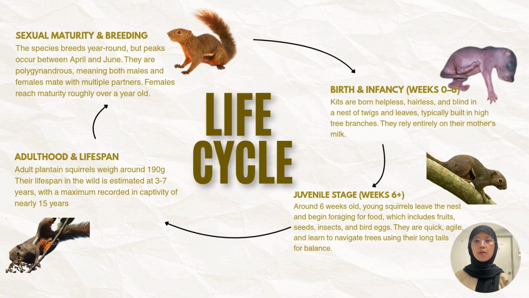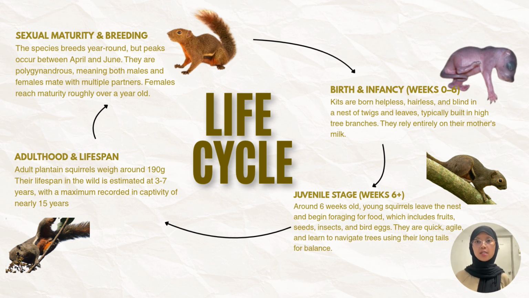Now, let's move on to the life cycle of the plantain squirrel. The first stage is the newborn stage. The life cycle begins with the newborn stage. Baby squirrels are born blind, hairless, and very weak. At this stage, they completely depend on their mother for warmth, protection, and also milk.